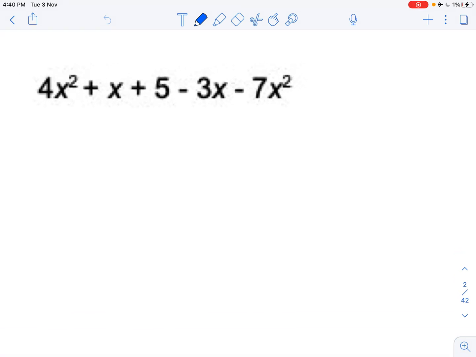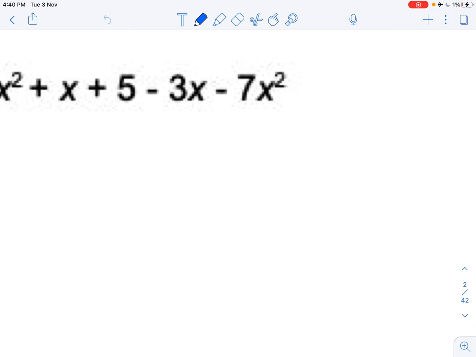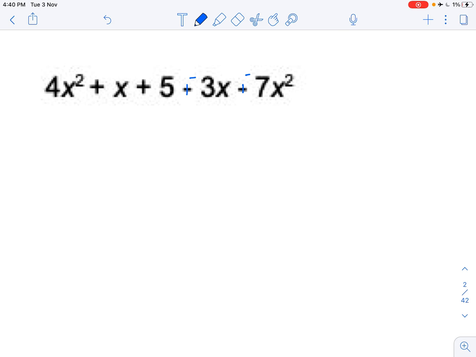And so if you look at that minus 3x, I'm just going to change the problem to plus a negative 3x. And instead of minus 7x squared, I'm going to change it to plus a negative 7x squared. Again, this is an optional step, but if you got this problem wrong, this might be something that helps you out a little bit. And then I'm going to go through and highlight the like terms just to really make sure it's clear.